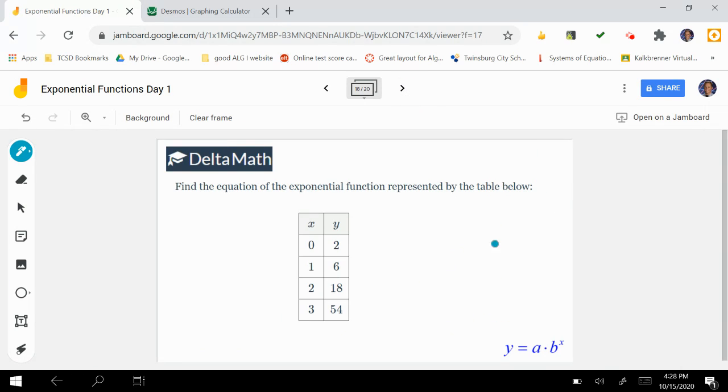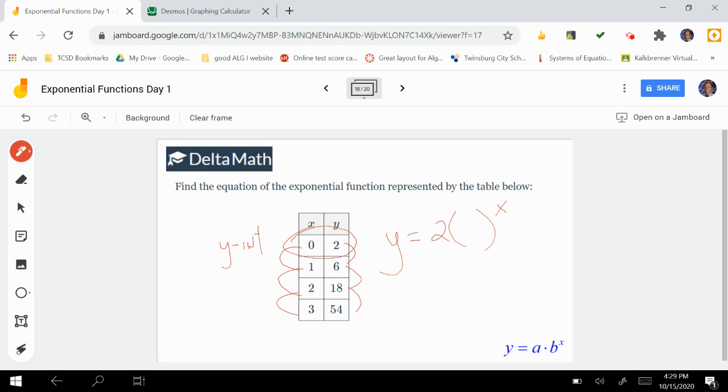Find the equation, exponential form, again, A times B^X. What's nice about this equation? What is this value right here? That is my Y-intercept, or my A value. So I have Y equals 2 times what? What is my multiplier? Since I see it's going up by 1, up by 1, up by 1, I need to go from 2 to 6, 6 to 18, 18 to 54.